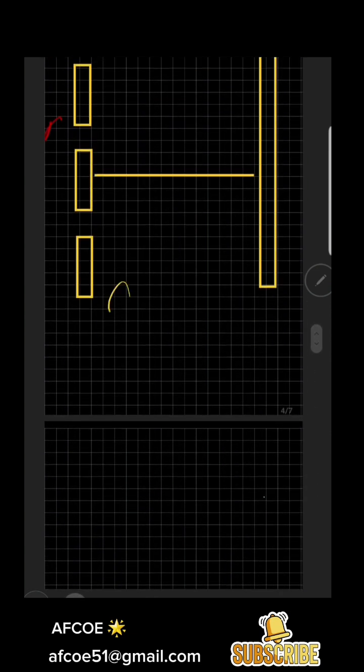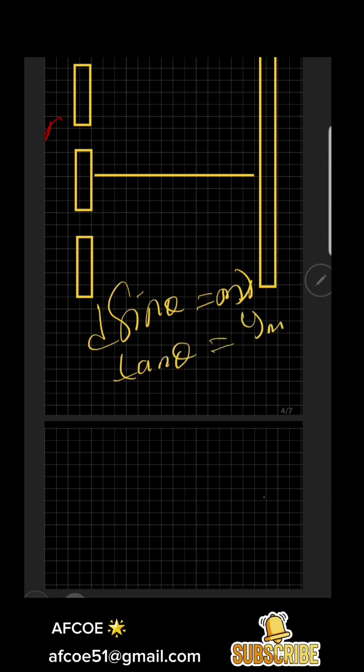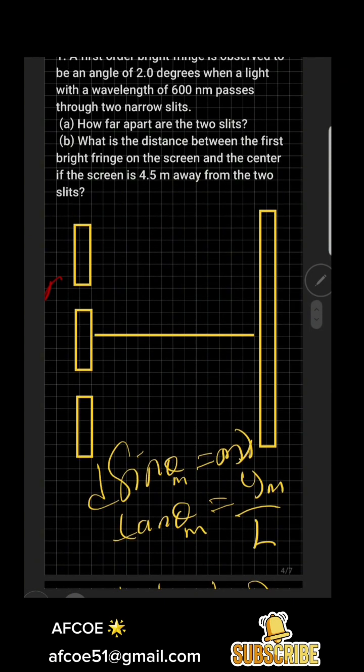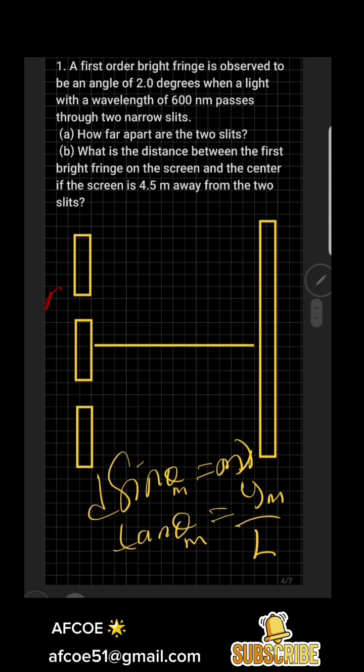So from here we have that d sin theta is equal to m lambda, and tan theta m is equal to ym over L. You can also put d sin theta m equals m lambda. So I can still say d ym is equal to L m lambda. So these are the three formulas that you need in this topic. By the way, you not only need them in Young's double slit experiment, you need them in the single slit experiment, and also in diffraction gratings. We'll see that in our future videos. So let us go now.